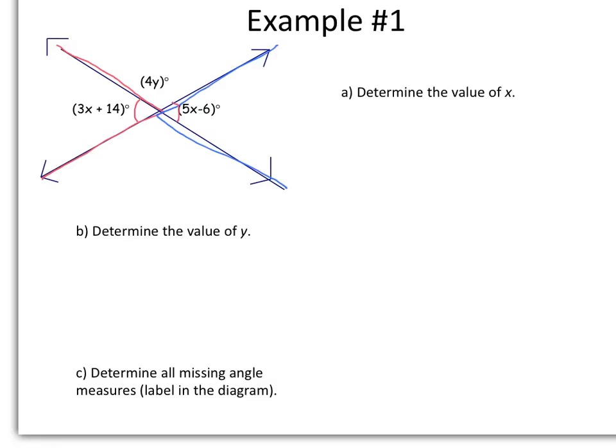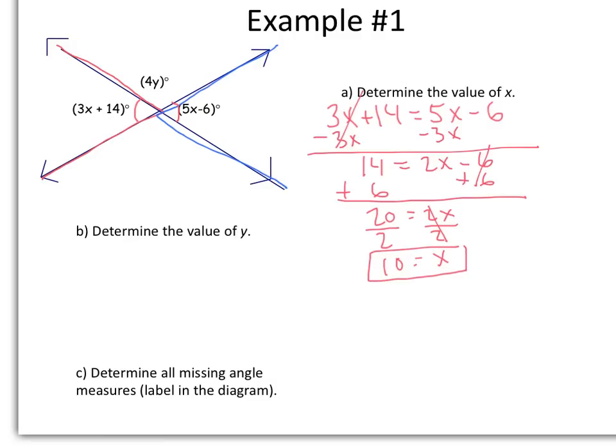And that allows us to write our first equation to solve for x. As you can see, our equation is 3x plus 14 equals 5x minus 6 because both of these angles are vertical angles and all vertical angles are congruent. Now let's use our algebra skills and work backwards to solve for x. After using our algebra skills, we find out that x equals 10.